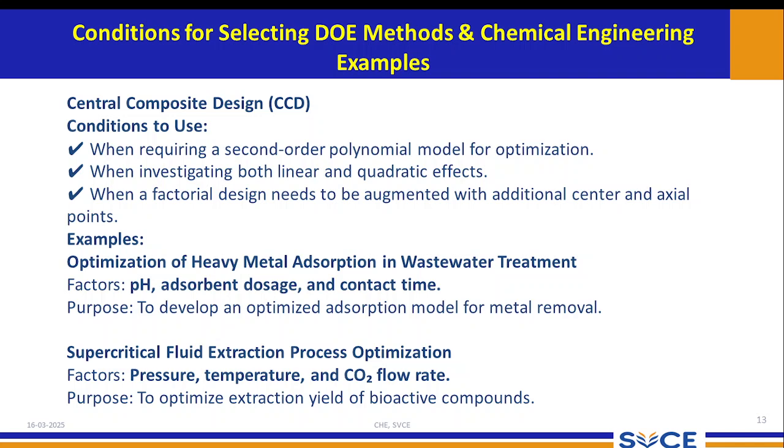When a factorial design needs to be augmented with additional center and axial points, then we need to go for a central composite design. So the example is optimization of heavy metal adsorption in wastewater treatment. The independent variables are pH, adsorbent dosage, and contact time, to develop an optimized adsorption model for metal removal. Okay, so heavy metal adsorption is a surface phenomenon. So we have adsorbent dosage. So in that case, we need to go for a central composite design.